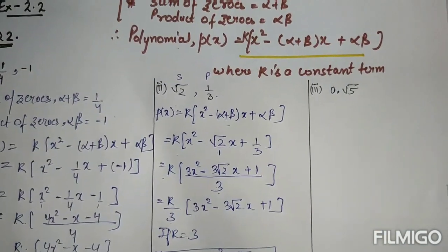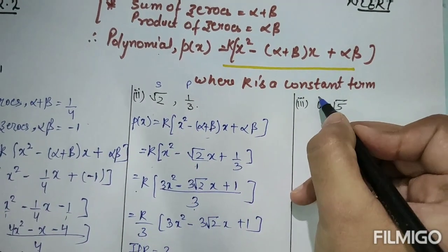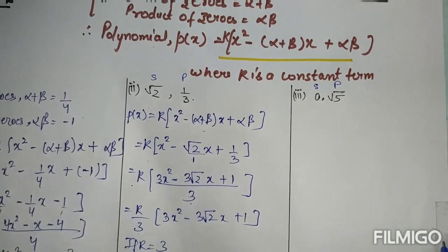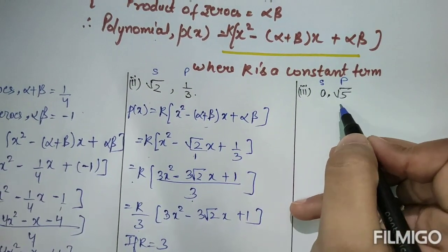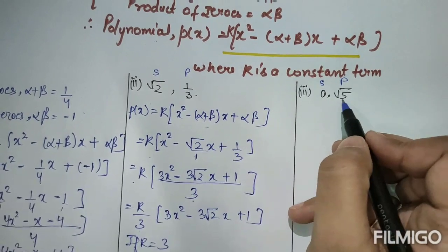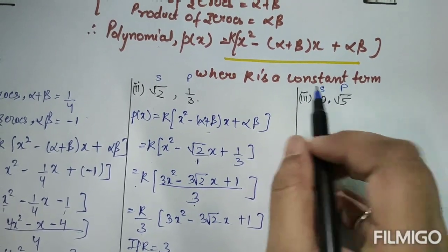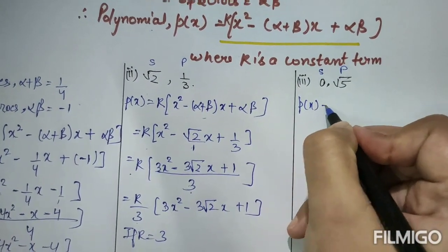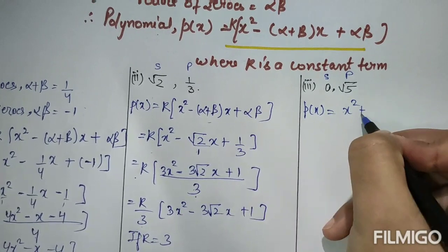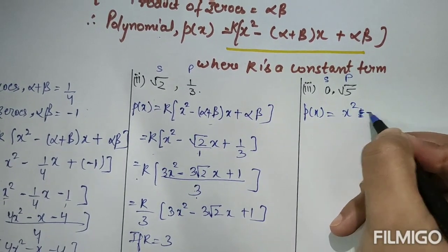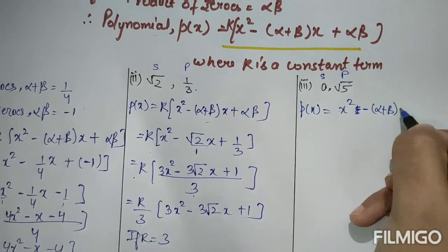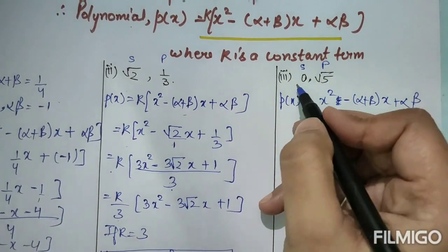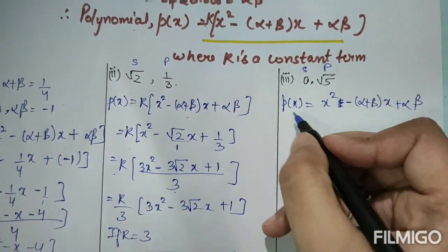Now the next is, look, sum is given 0 and product is given root 5. Clear? Now you can see that both the numbers are not in a fraction form, so we didn't have to write this k here. Okay, so p(x), the polynomial, will be simply x square minus sum of zeros into x plus product of zeros, because the k will be 1 here.